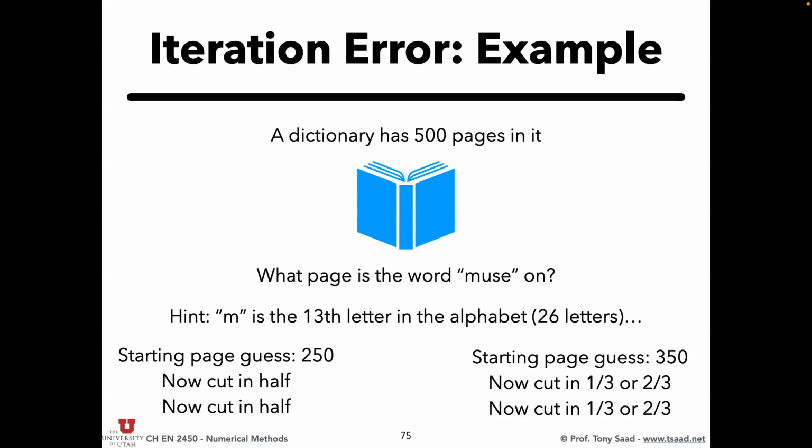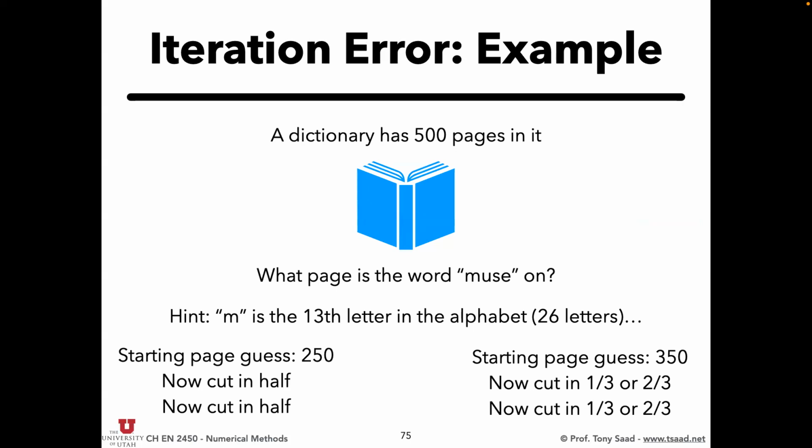You could have cut the pages by a third, okay? You could have said, I'm going to start at 350 or 333, and then decide if I'm to the left or to the right, and then keep cutting it in thirds until you get there, and you're going to converge. That method is a converging method. You're going to get to the answer. Now, the distance between your current guessed page and the true page, that's your iteration error. That's the best description I have of iteration error.